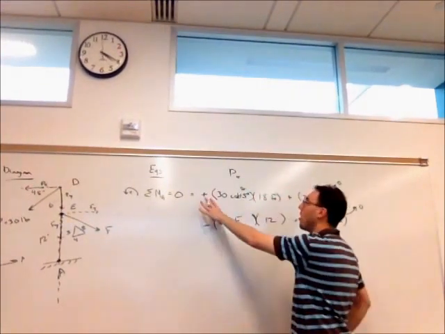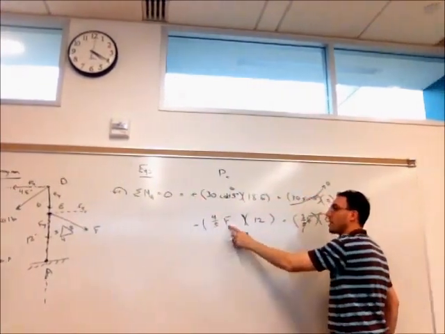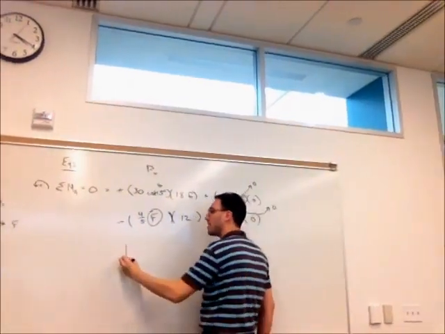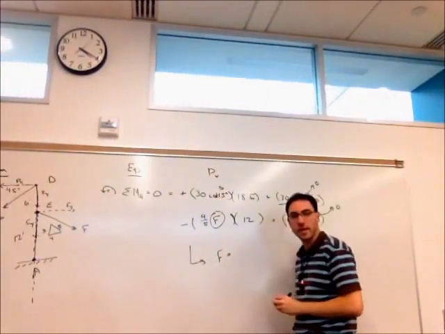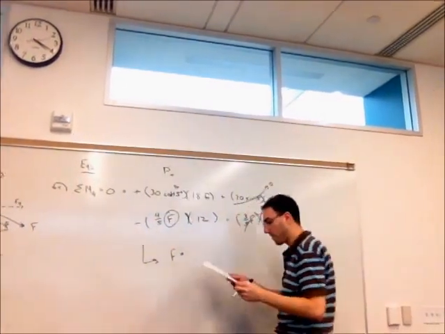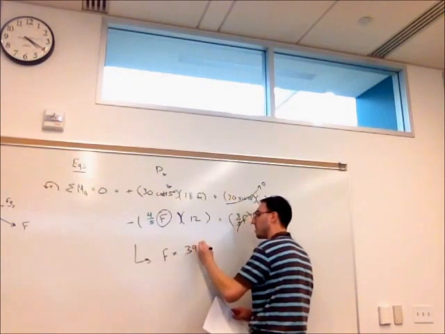So if we look at our sum of moments, the only thing we don't know here is F. So we have one equation for that one unknown. So the F that makes this in equilibrium, so it's not tilting to one side or the other, solving for F, we get 39.8 pounds.